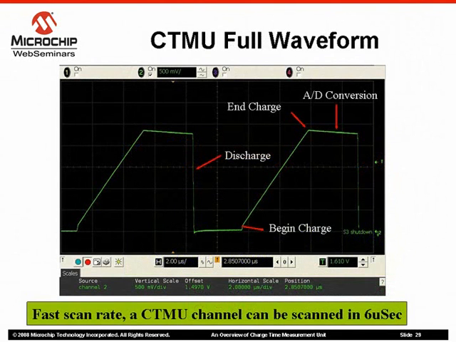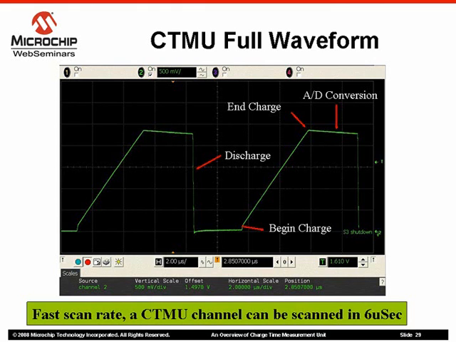This slide shows a scope plot of complete scanning cycle. First, the channel is discharged so that we can start from 0 volts. Then the CTMU starts charging the sensor for a fixed time. Then the ADC converts the charge buildup. Note that the voltage buildup has a discharge slope due to high value of oscilloscope probe leakage.